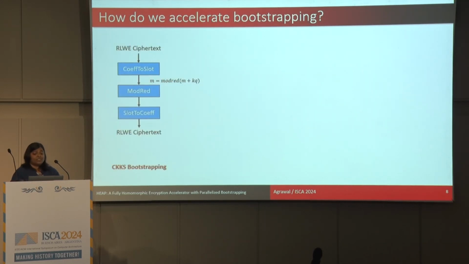So to answer this, let's look at the typical CKKS bootstrapping steps first. CKKS bootstrapping works by taking a ring learning with error, or RLWE, ciphertext as an input, converts it from coefficient to slot representation, then performs modular reduction homomorphically to get rid of the additional KQ term, and then converts the ciphertext back to coefficient representation, and the output is an RLWE ciphertext.